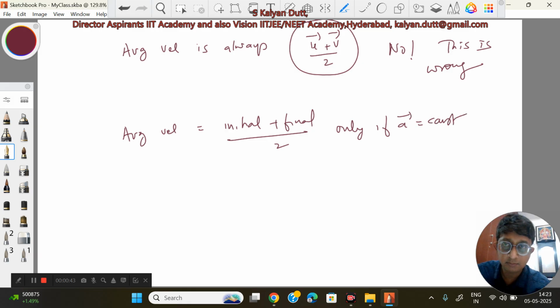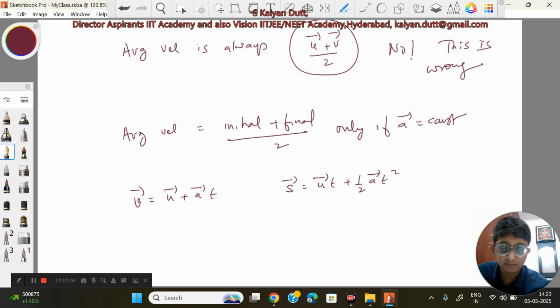We will prove it for constant acceleration, and I'll also take an example to show that it may not be correct if acceleration is changing. So how do we prove it? For example, if it is constant acceleration, then these equations like v equal to u plus at or s equal to ut plus half at square are applicable if the acceleration is constant. When I say acceleration is constant, neither its magnitude nor its direction must change.